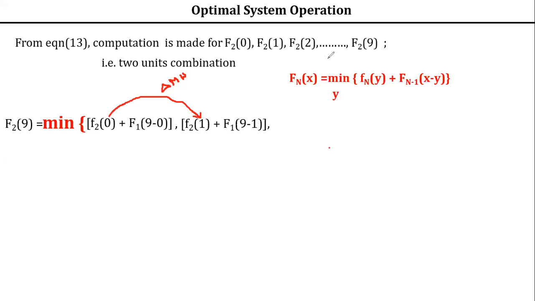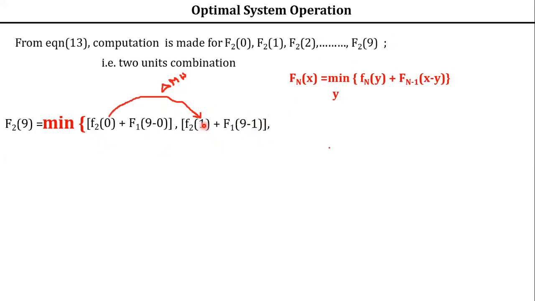Okay, fine. So this term remains the same. This unit 2, unit 1 will remain same. Only thing is this and this, the load generation, the generation will vary. X minus Y. What is X? It is 9. And Y is now 1. Isn't it? So X minus Y is 9 minus 1. Clear? So this is the second combination.